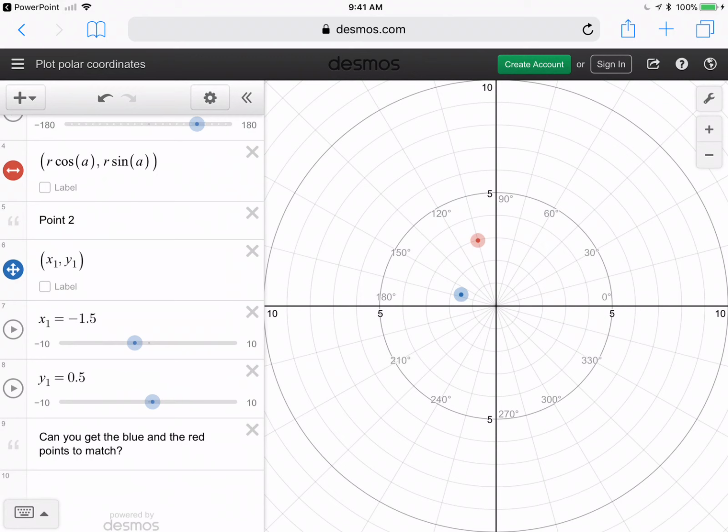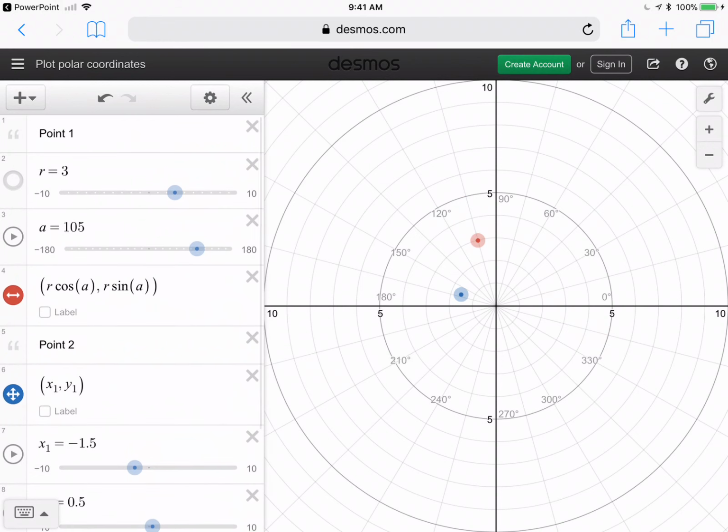So what I'd like you to do is stop the video and open this up on your computer and try moving that around to see how the points line up. And we're going to use that to help us figure out how to switch between polar coordinates and rectangular coordinates. So go ahead and do that and then come back and watch the rest of the video.